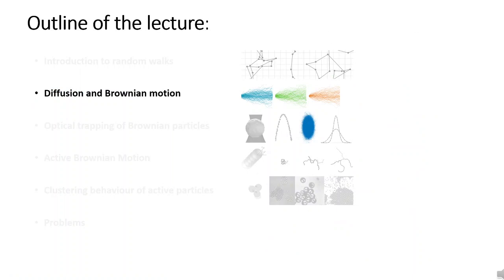Let's move on to the diffusion and Brownian motion section. In this case, first we are going to look at how to simulate a random walk with rescaling of the time difference of the simulation, delta t, and also we are going to see how to simulate diffusion with real units, which brings us to Brownian motion.